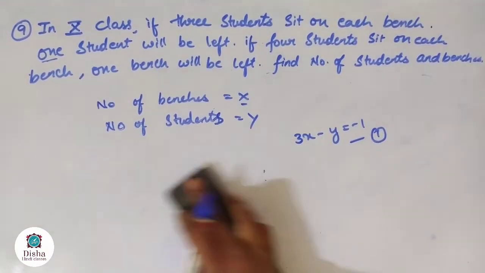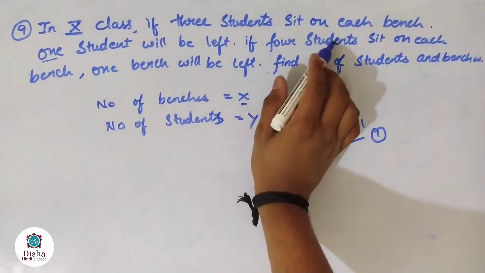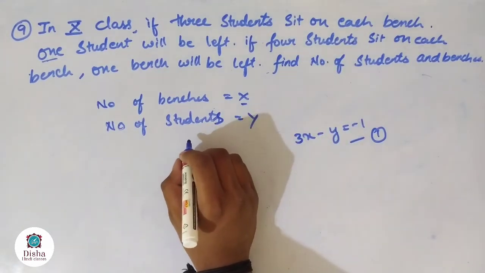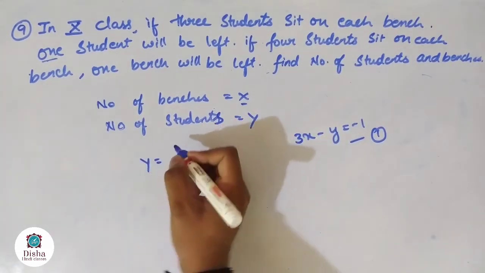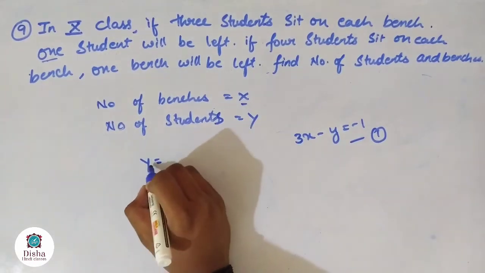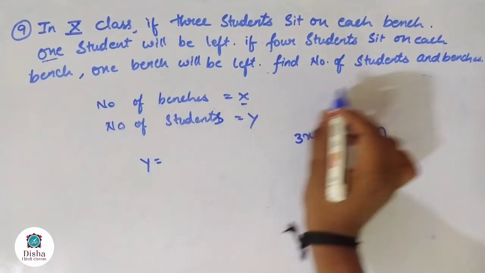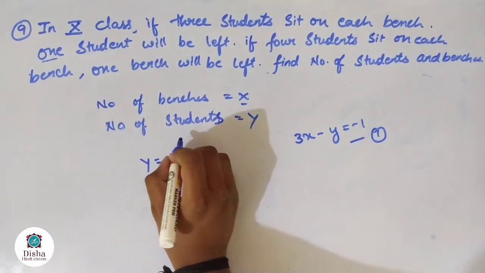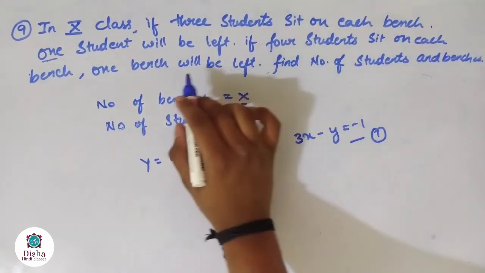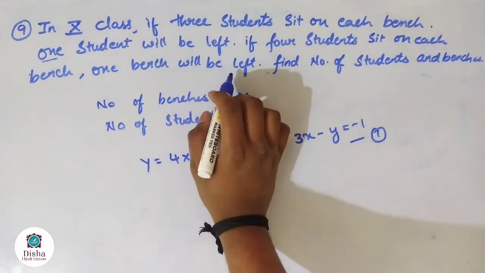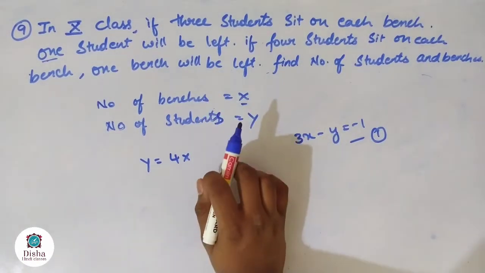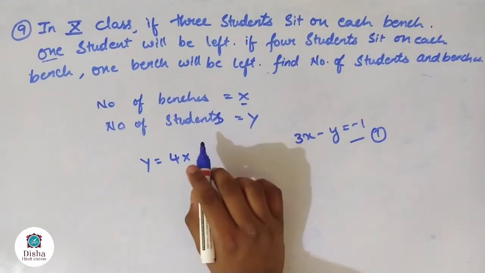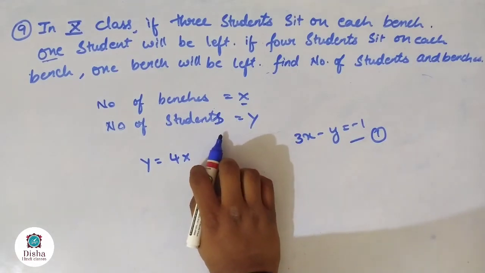Okay. Second, we have 4 students sit on each bench. So y equals, how many students? y. The number of students is y. If 4 students sit on each bench, what is the bench? x. So 4x, then one bench will be left. On a bench, how many can sit? 4 or 1 can sit, right? Okay.